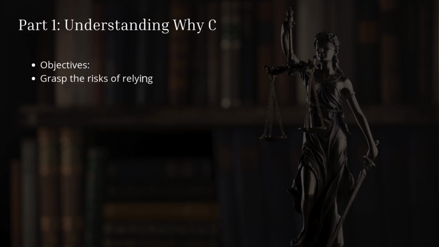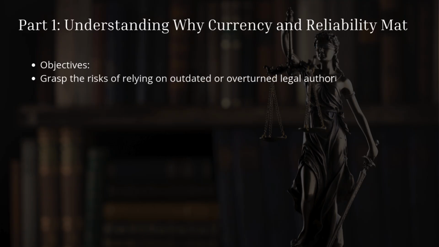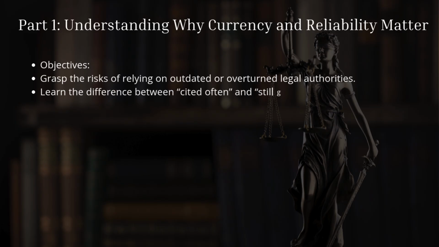Part 1. Understanding why currency and reliability matter. Objectives. Grasp the risks of relying on outdated or overturned legal authorities. Learn the difference between cited often and still good law.